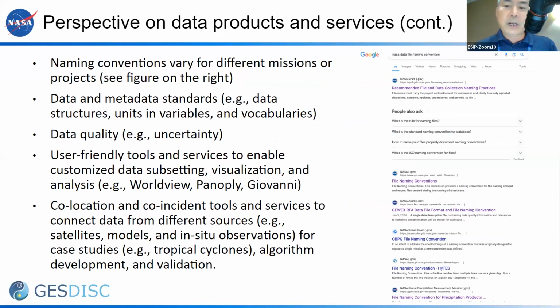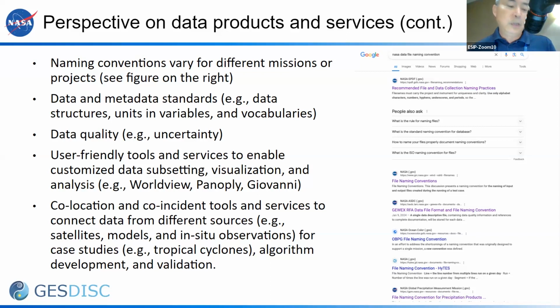You can see the figure on the right. There are so many different guidelines. Also the data and metadata standards, such as data structure, units in variables, and also vocabularies. If you take a look at the GPM mission, it's quite different, even from the TRMM mission. Also data quality, like uncertainties.